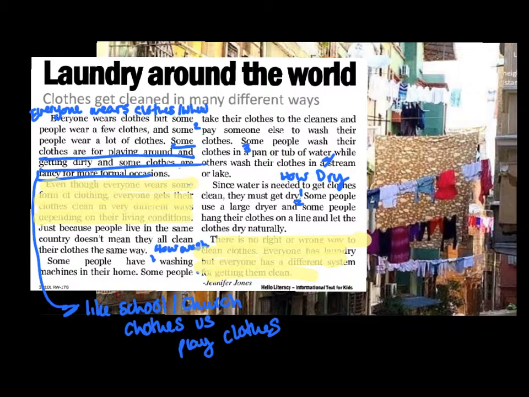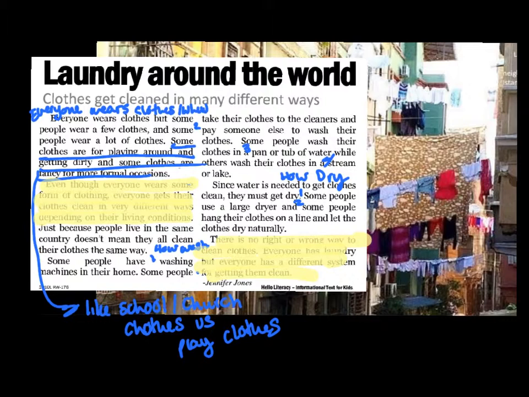As you can see, I have read the article Laundry Around the World, and I've also marked it up already. Just so you know what the article says, I'm going to go ahead and read it out loud real quick. And feel free to pause it so you can take a look at what I've marked.